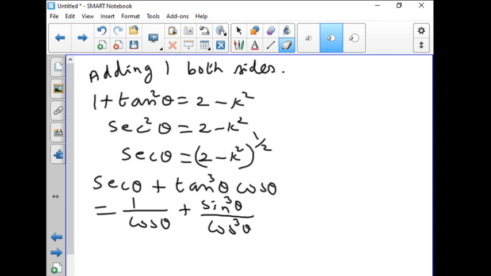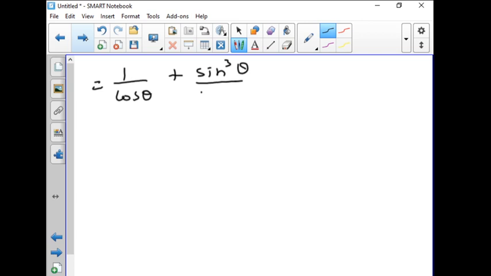Therefore it is not cos theta, I have written it as cos theta. It is cosecant theta. Cosecant theta, therefore it is 1 by sin theta. So sin theta will get cancelled. So we get, it is equal to 1 by cos theta plus sin square theta by cos cube theta.